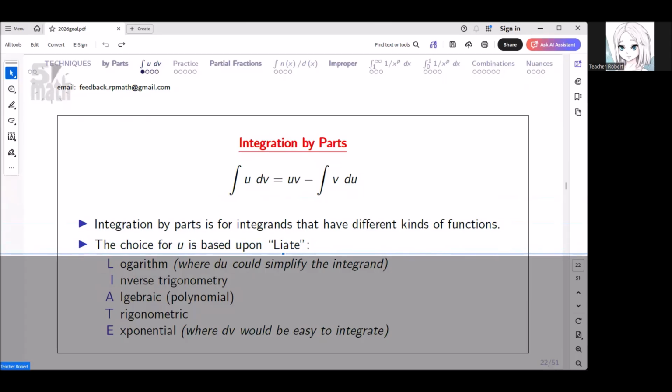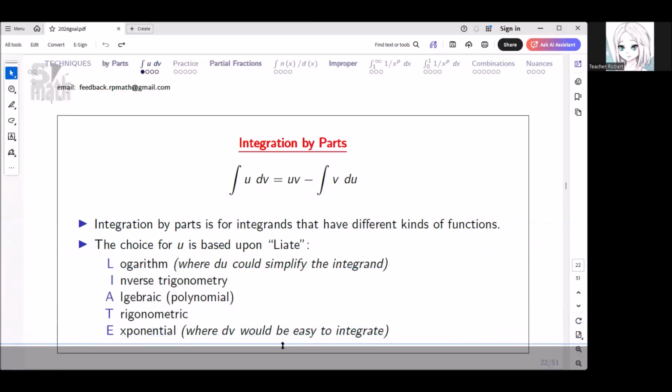The choice for u is based upon LIATE. Logarithm, where du could simplify the integrand. Inverse trigonometry. Algebraic, polynomial. Trigonometric, exponential, where dv would be easy to integrate.